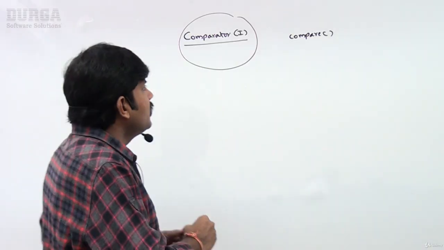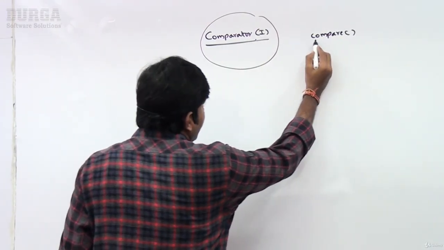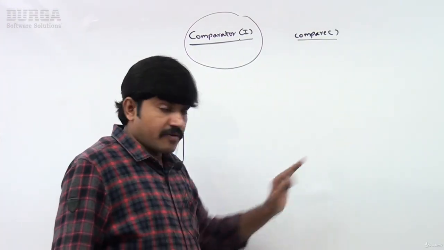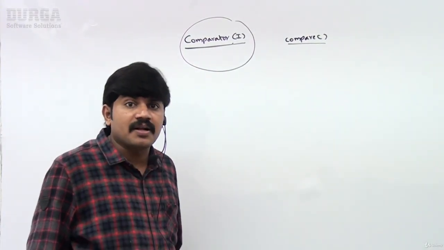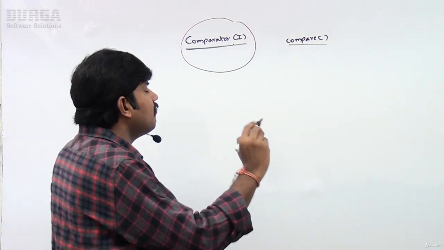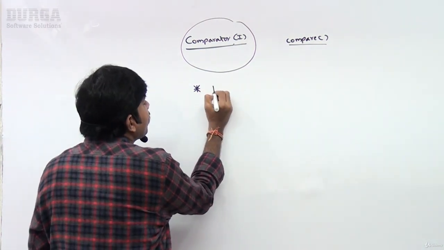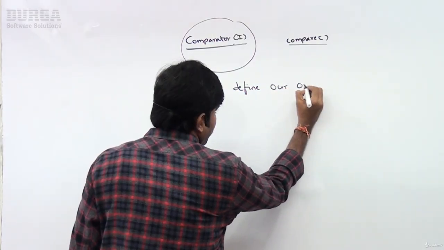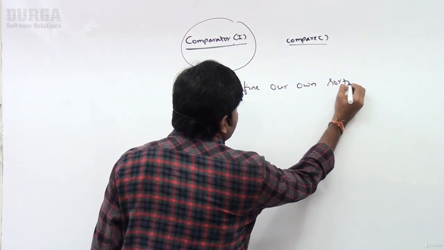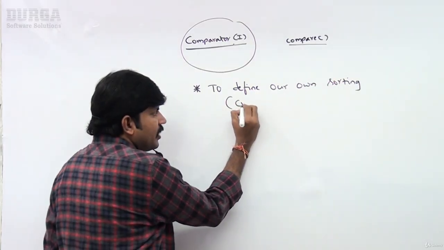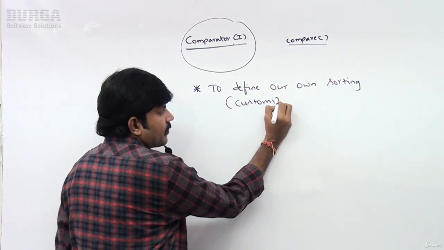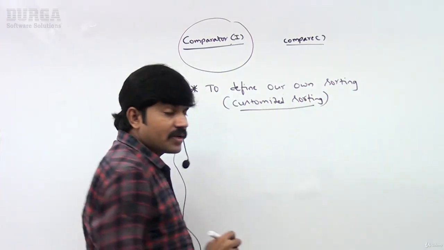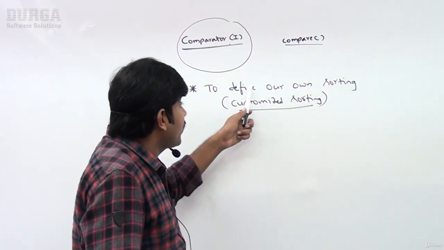Now, Comparator contains the compare method. What is the use of this Comparator concept? Simple: the Comparator concept is used to define our own sorting, which is nothing but customized sorting. If you want to define your own sorting, then you should go for the Comparator concept.